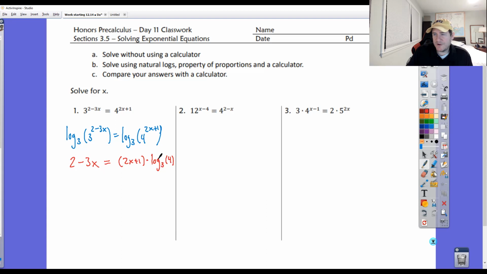But that value is just a constant. And so imagining for a second that this was just like a 7, you would distribute in the 7 and solve from there. And that's exactly what we have to do now. We just have to treat it like any other constant. So I've got a 2 minus a 3x. And if I distribute this in, then I basically get 2 times the log base 3 of 4 as a coefficient on x, plus log base 3 of 4.